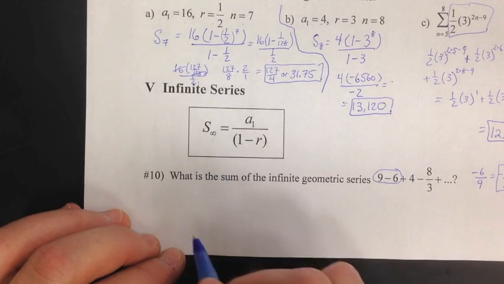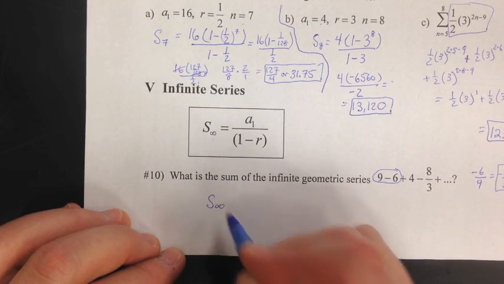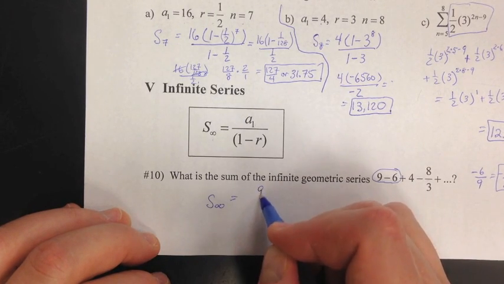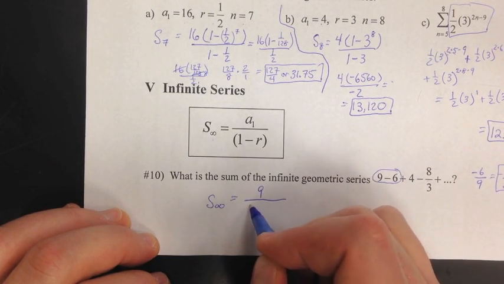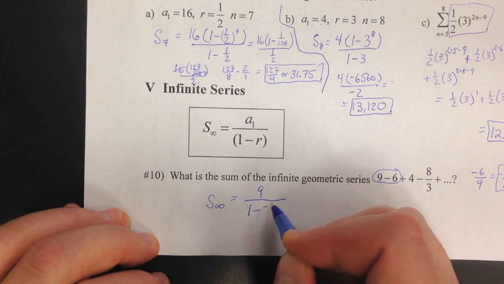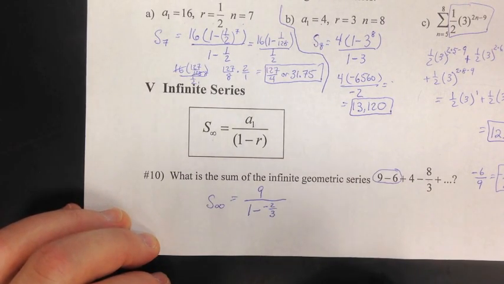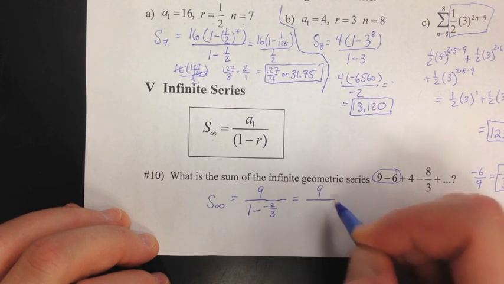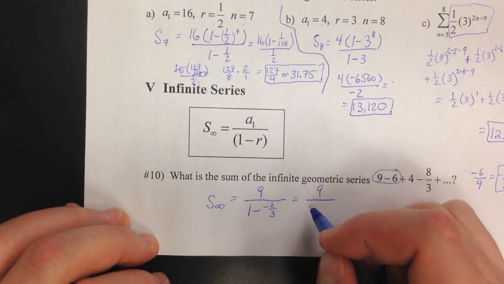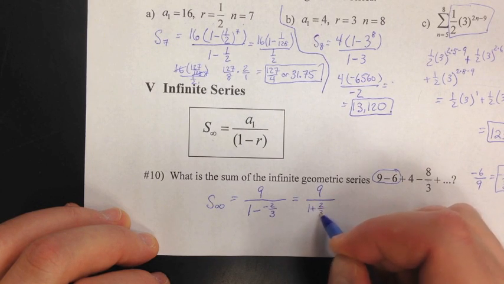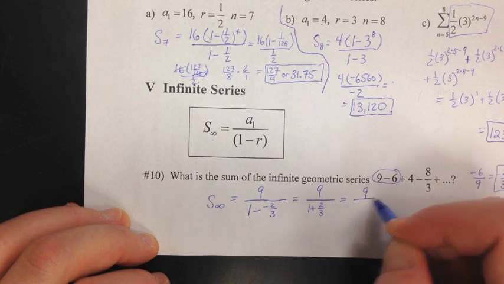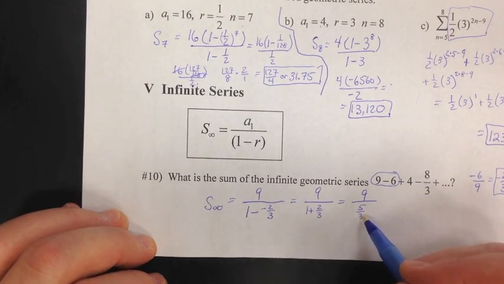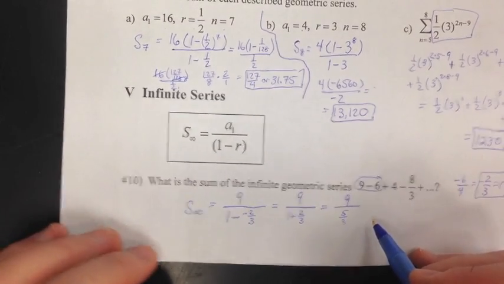So S sub infinity, here's the formula, equals a sub 1, which is 9, divided by 1 minus the ratio. The ratio is negative 2 over 3. I'm going to simplify that. That's 9 over. Minus a minus is plus, so that's 1 plus 2/3. Now if I add that, that would give me 5 over 3. So I have 9 divided by the fraction 5/3.